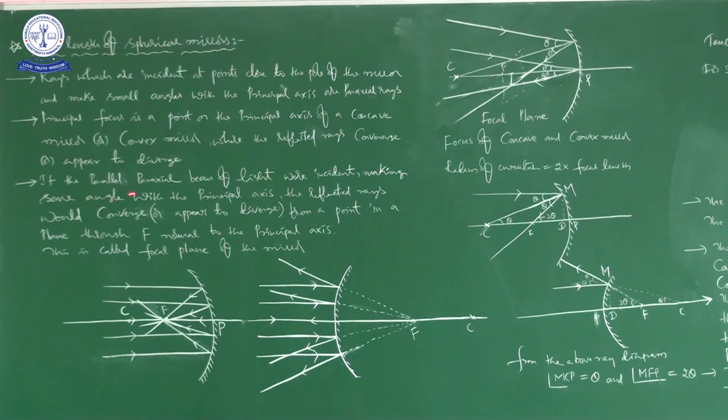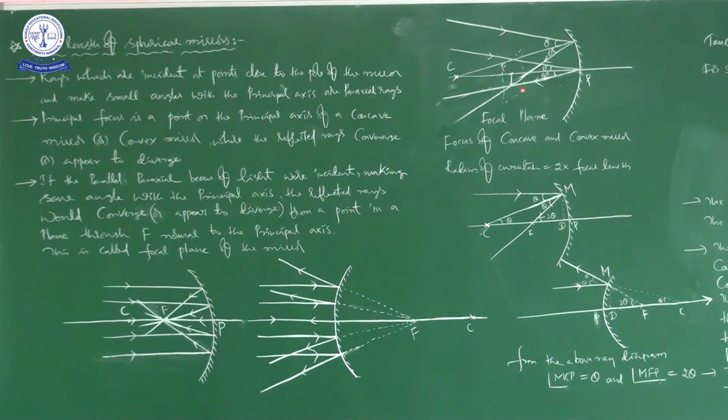If the parallel paraxial beam of light were incident making some angle with the principal axis, the reflected rays would converge or appear to diverge from a point in a plane through F, normal to the principal axis. This is called focal plane of the mirror. Focal plane of the mirror, right? So see here it is.